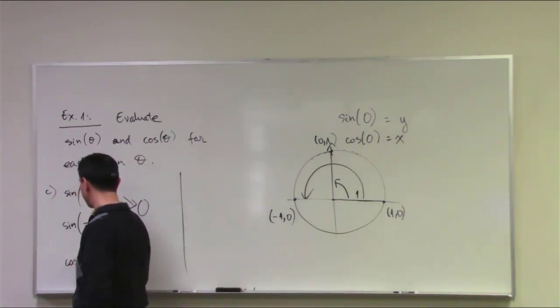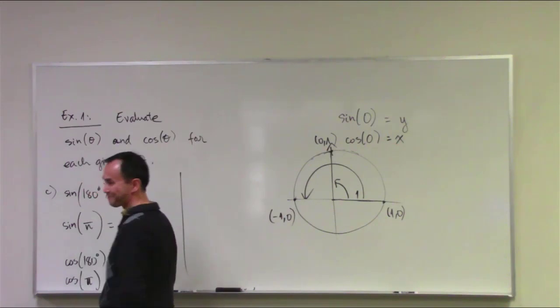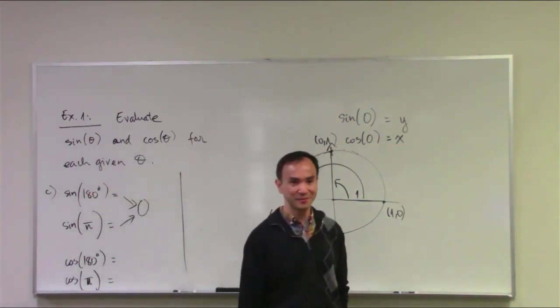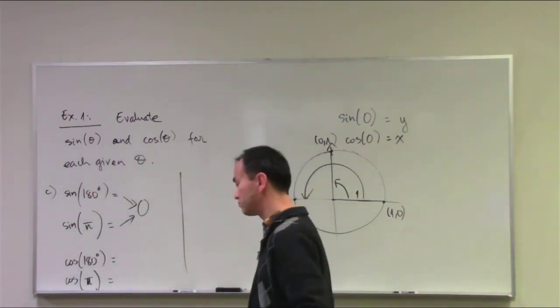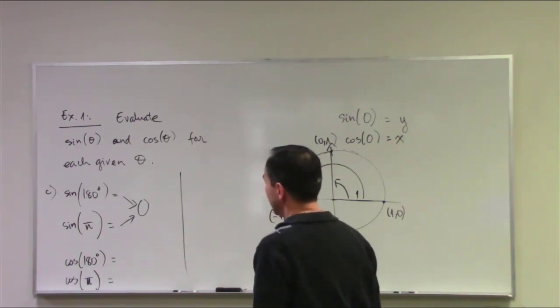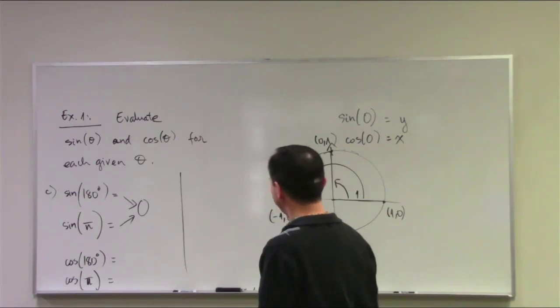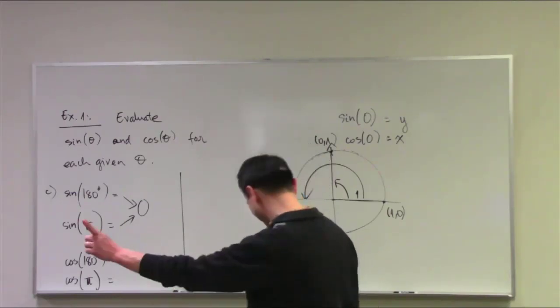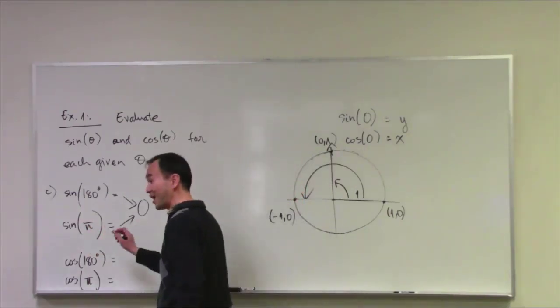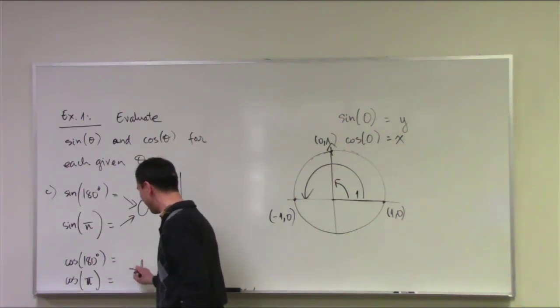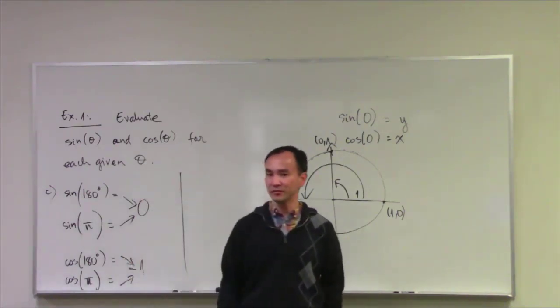How about cosine of 180 or cosine of pi? Two different ways you see that. What's the cosine value for this angle? 180 or pi are just different ways of writing the angle. The x value is -1. Either way, we reach that answer. Good, -1.